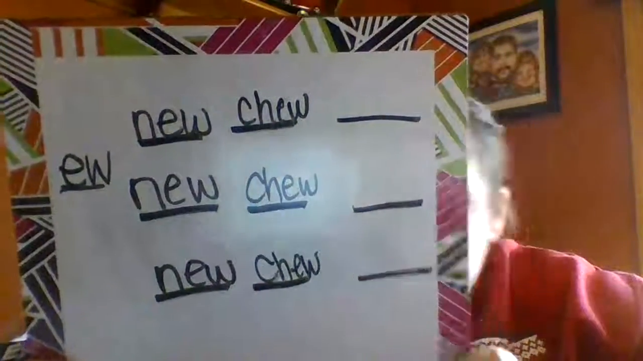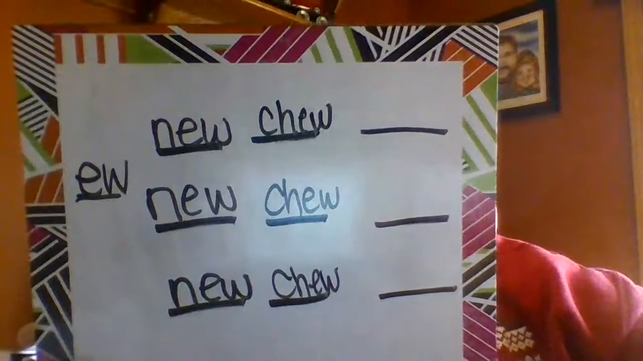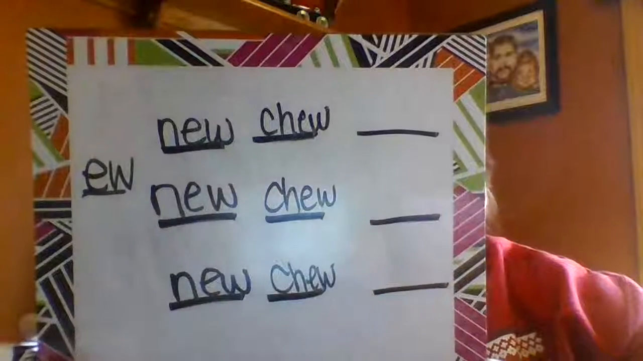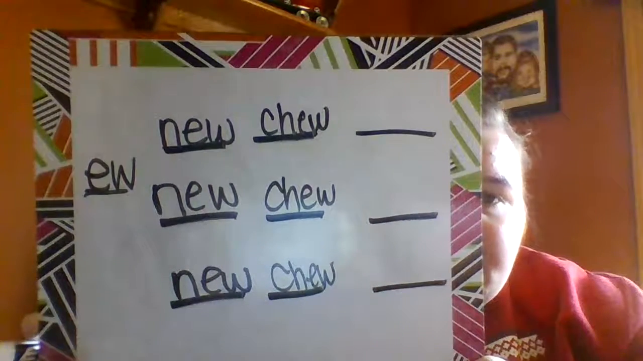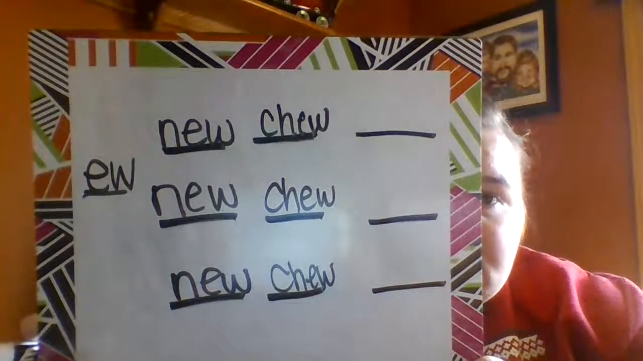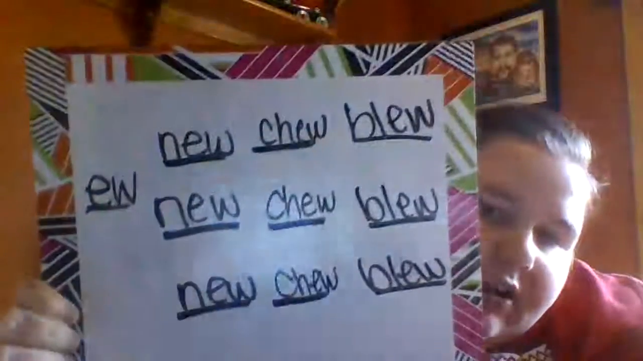Your next word is chew. So it should look like this. C-H-E-W, and write it three times. And your last word is blue. Like, it blew away. Not the color blue. It blew away. So then write blue, blue, blue. So this is what it should all look like.